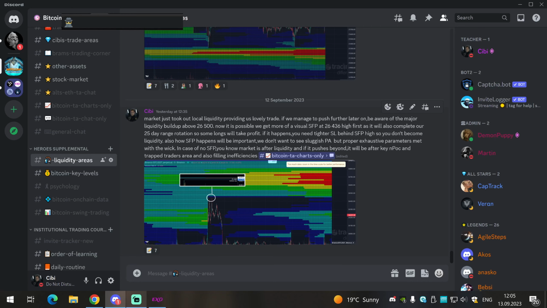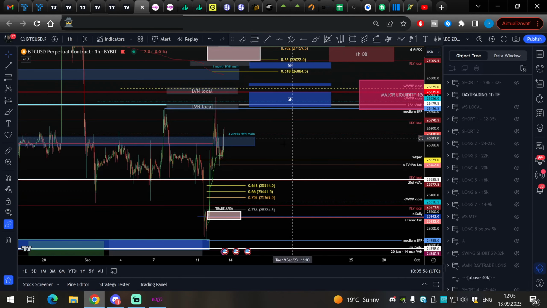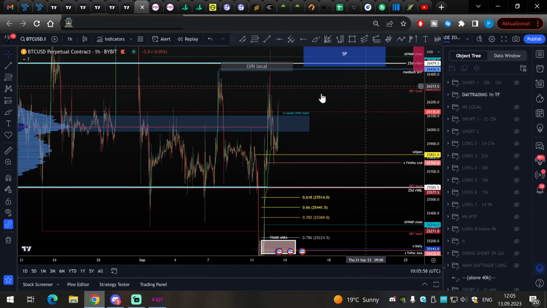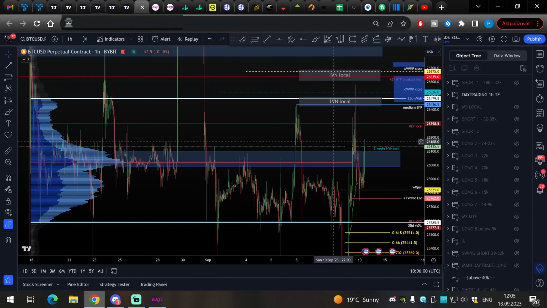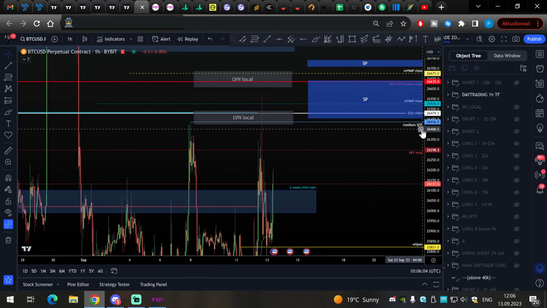Now it's possible we get a visual swing failure pattern at the 26,436 high first, as it will also complete our 25-day range rotation, and so some longs will take profit. And you see what happened? It happened exactly as I said. And now I'll show you the reasoning why. So you see now we were pushing further. Look at the massive wick. Here is the swing failure pattern of 26,436.